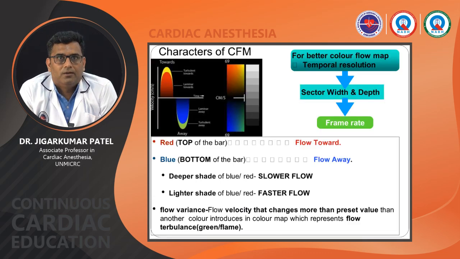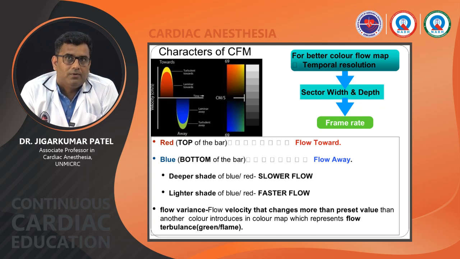So this color flow uses two types of color. They use red for flow toward the transducer and blue for flow away from the transducer, and a deeper shade of blue for slower flow and a lighter shade of blue for faster flow. So in normal laminar flow you can identify which direction the flow is going, but for turbulent flow we add flow variance. They indicate it as green, turbulent flow as green or as a flame color. So flow variance is used to identify turbulent flow.